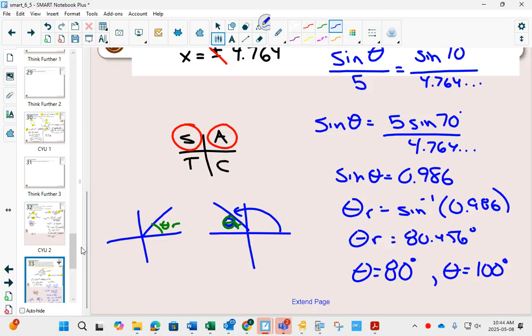They're never going to ask you an ambiguous case in the cosine law. They'll just say, look at your picture. Does it look like it's bigger than 90, or does it look like it's less? And it's going to be the smaller one. But we do have an ambiguous case with the cosine law here. Okay, circle question number 6.